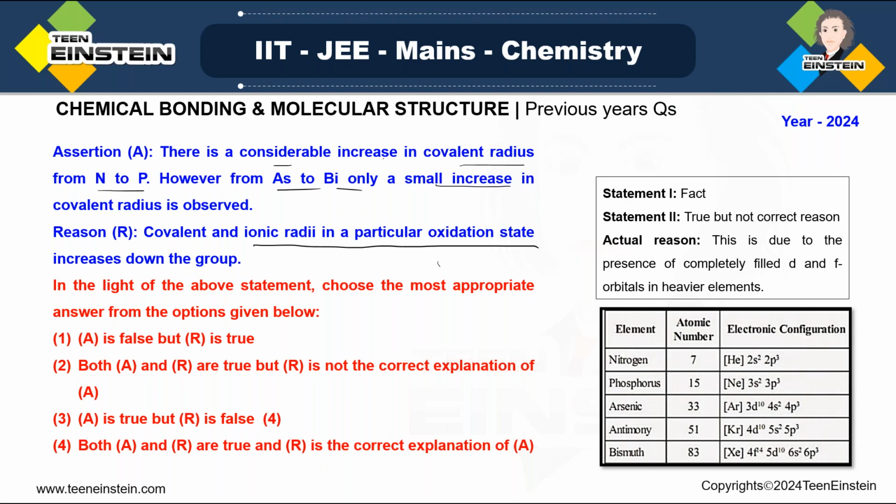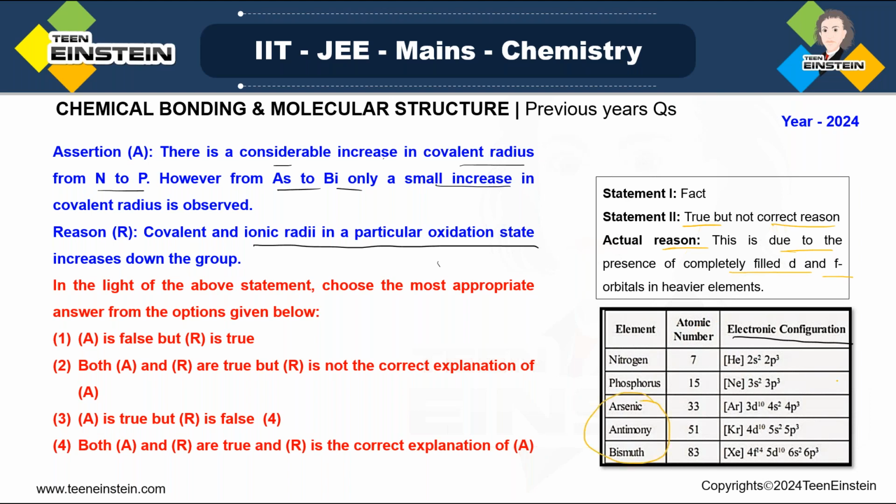But here from this table, which is the electronic configuration, you will know the actual reason. Statement 2 is true, but it is not the correct reason. The actual correct reason is the presence of completely filled d and f orbitals when you are talking about the heavier elements.